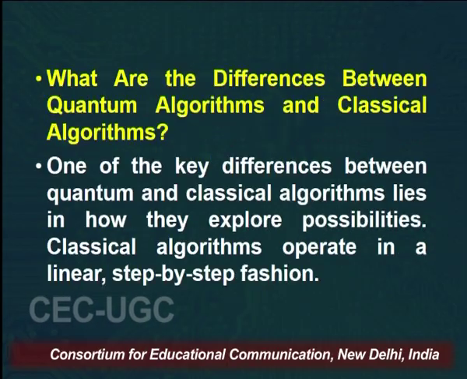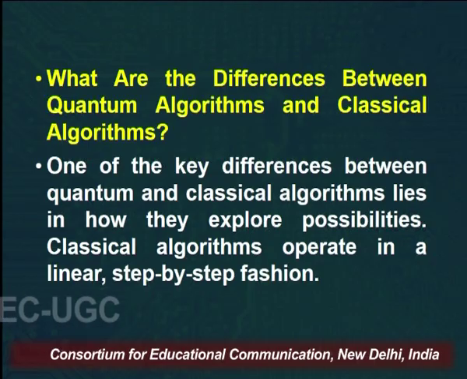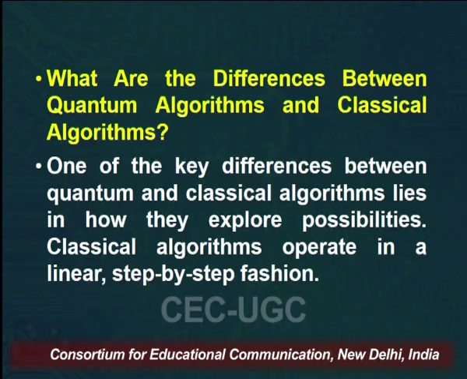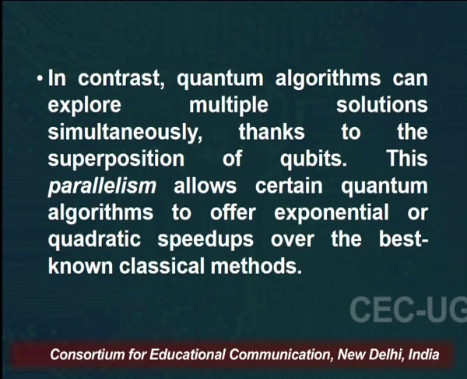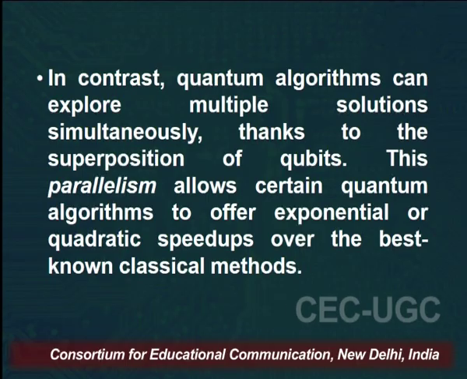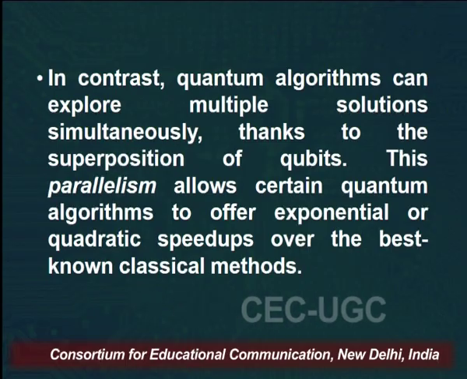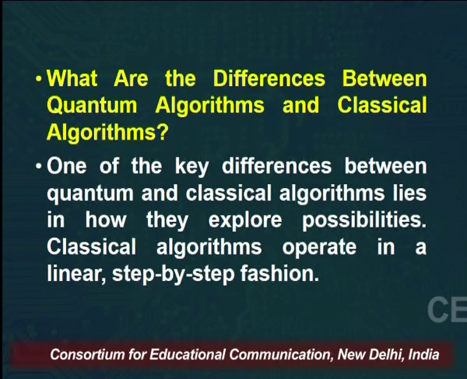So what is the difference between the quantum algorithm and the classical algorithm? One of the key differences is how they explore the possibilities. Classical algorithms operate in a linear, step-by-step fashion. In contrast, quantum algorithms can explore multiple solutions simultaneously. That comes from entanglement and superposition, and because of superposition it can solve multiple solutions simultaneously, but in the classical case it is solved step by step.